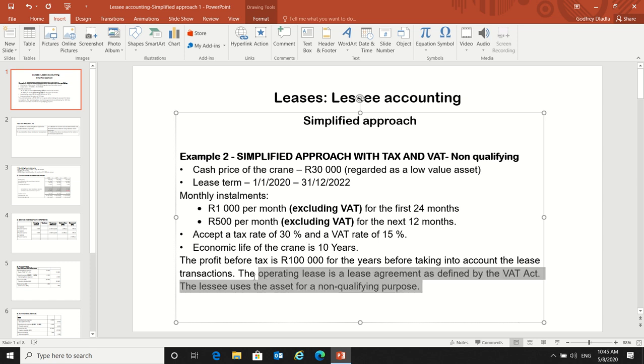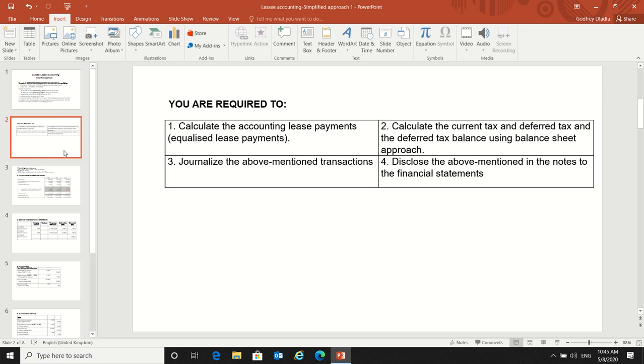So you see the asset here, the lessee uses the asset for a non-qualifying purpose. So if that is the case, now, like I said before, always look at these, right? So there is no VAT here in terms of the question. It's a non-qualifying purpose, so you are not supposed to claim. You cannot claim VAT in that case. Which means that all your figures that you are dealing with must be including VAT. They become just one figure. You cannot split the cost and the VAT. Cost and VAT must be shown in one figure, right?